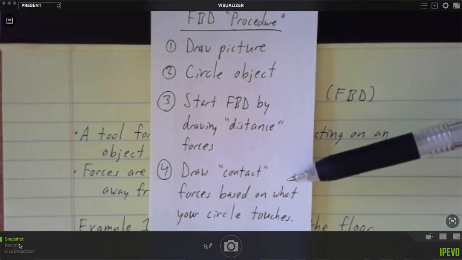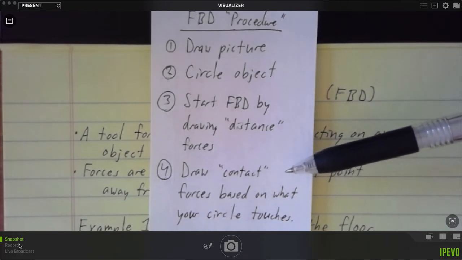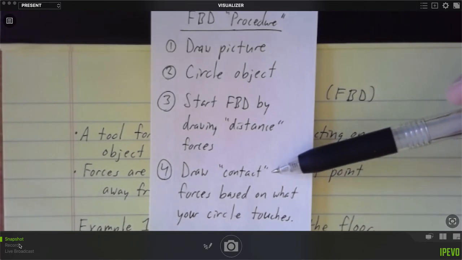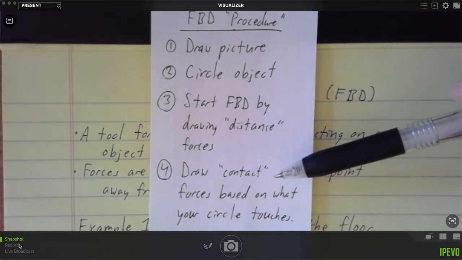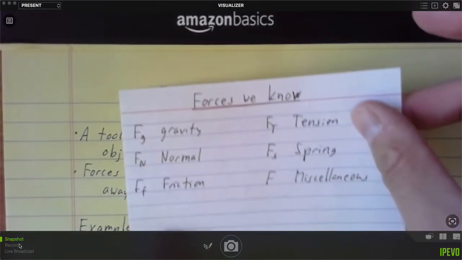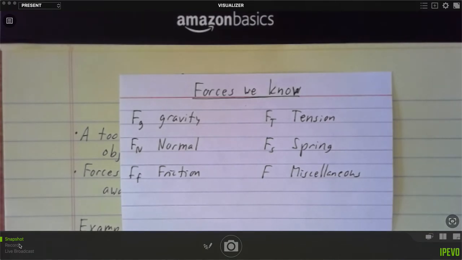The last step, which is the most complex, is to draw all the contact forces. So all the forces we know about right now that are not gravity are contact forces. And those are going to be based on what your circle touches, meaning you will get a sense of what contact forces you need to draw based on the literal things that your circle hits when you draw the circle. And so that's the procedure we're going to go with, and we're going to use this list of forces that we had in the last video.